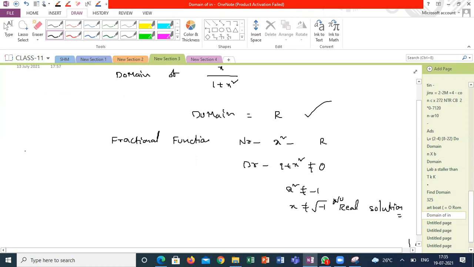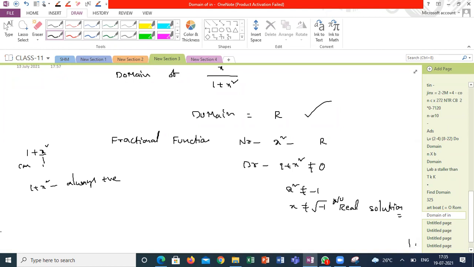You can explain like this also. 1 is a constant positive number. X square is always positive for any real number. So 1 plus x square is always positive. Sum of two positive real numbers is always positive, because x square, for any real number, whether it is negative or positive, is always positive. So 1 plus any positive number is always positive. So there is no number which makes 1 plus x square equal to 0. So your domain is R.